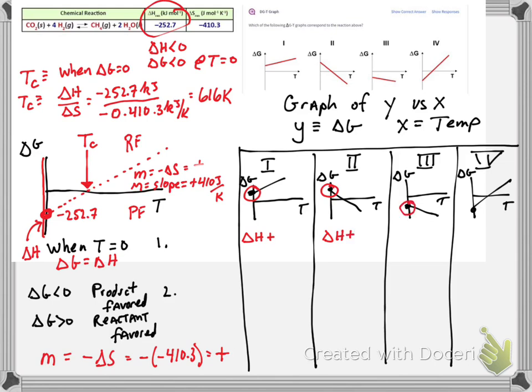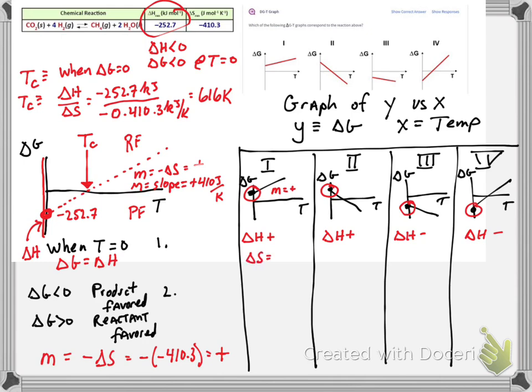If delta G starts off negative, then delta H is negative, right? So that's the key in terms of the relationship between delta, like how do we get delta H from these graphs? Then we look at the slopes here. The slope here is positive.